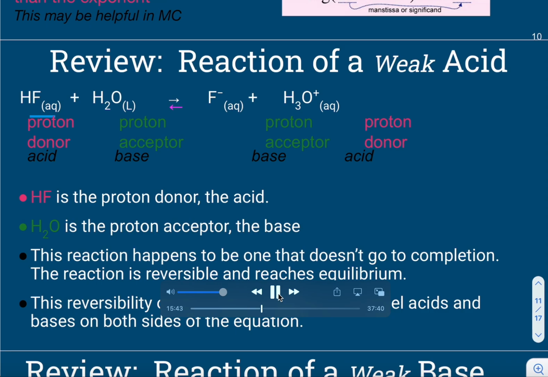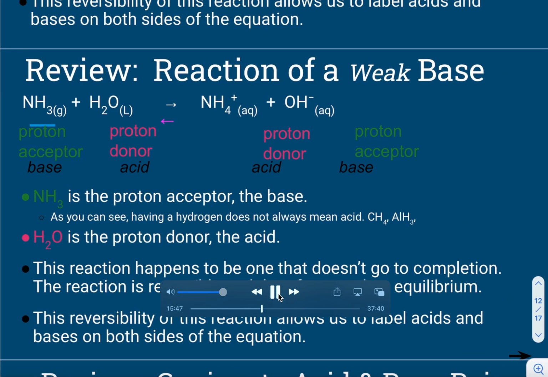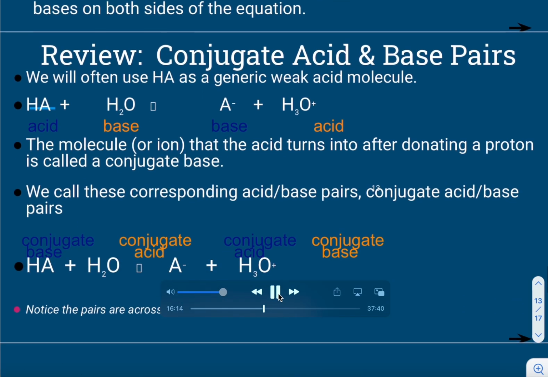Okay, so this is the exact same slide we had in the last unit. And here is a weak base. So you have your base, which accepts a proton, your acid, and then your conjugate acid, which is your base with that proton, and your conjugate base, which is the acid without the proton. Okay? And this, of course, led us into a discussion of amphoterism, because acid could be either an acid or a base, and we'll get more into that in this unit as well.